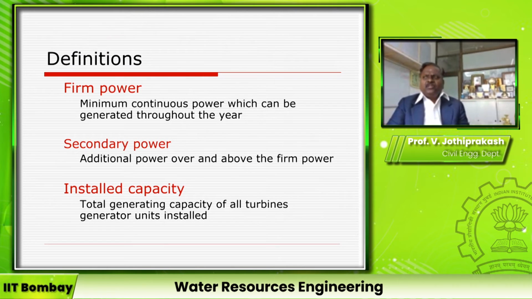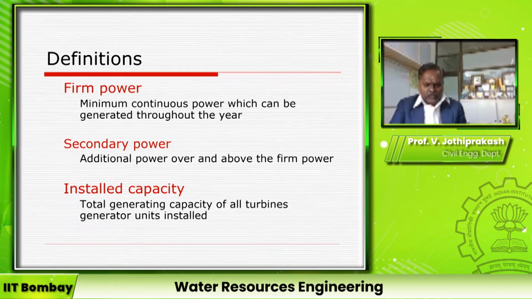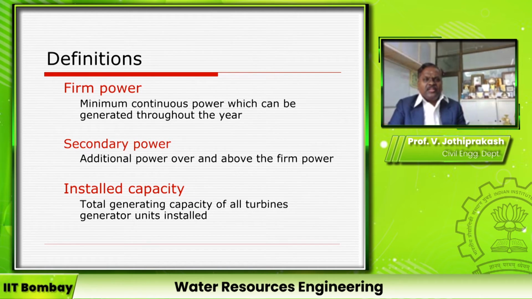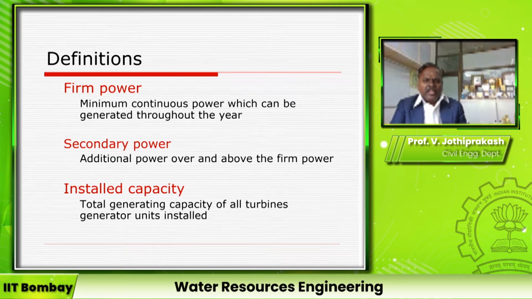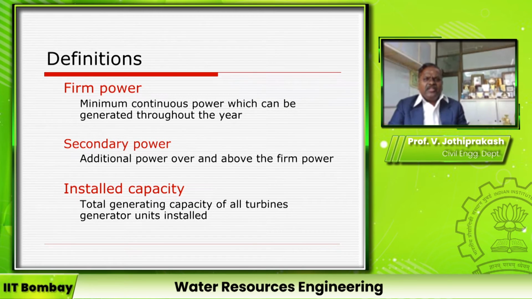And now hydroelectric power is produced. There are three names for this power production. First one is firm power. It's the minimum continuous power which can be generated from the powerhouse throughout the year. Whether the dam is receiving very high discharge or low discharge, the minimum power that a power plant can generate is called firm power.